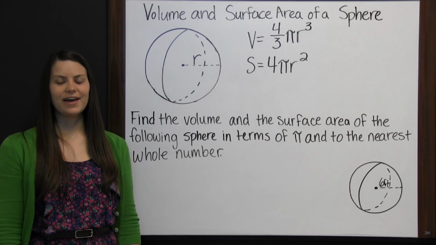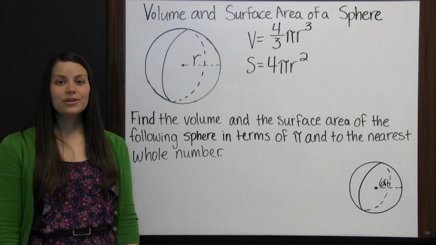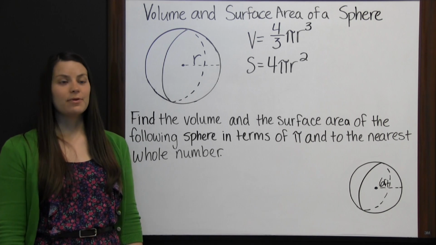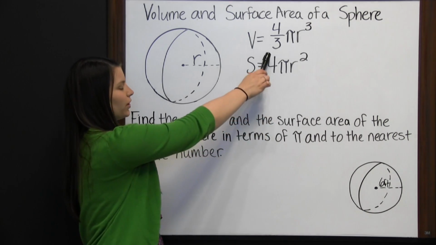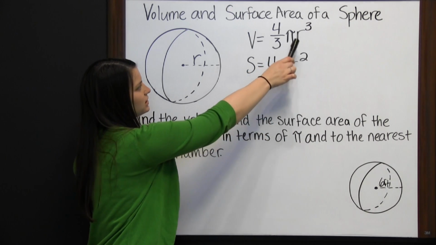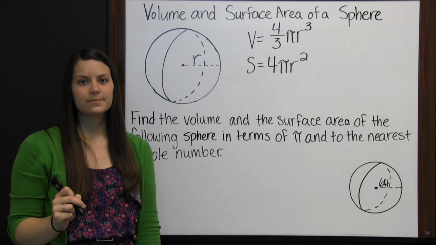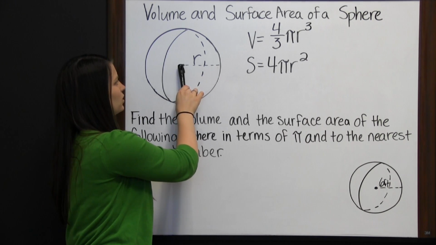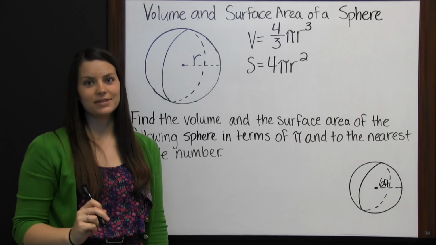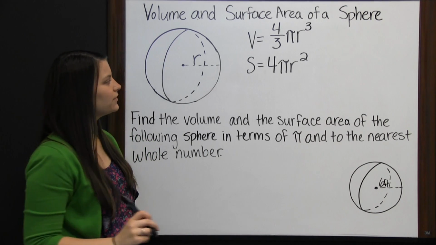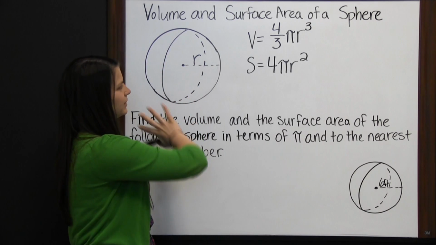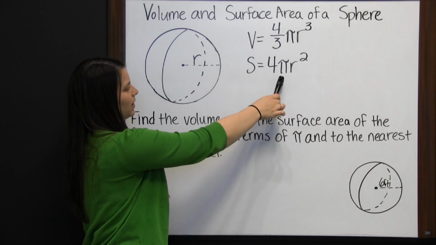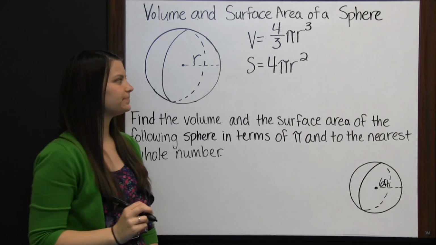Volume and surface area of a sphere. Volume is the space that a figure occupies. The volume of a sphere is found by multiplying 4/3 times pi times the radius cubed. The radius is a segment that goes from the center of the sphere to a point on the outside of the sphere. Surface area is the area of the complete surface of the sphere, and it's found by multiplying 4 times pi times radius squared.